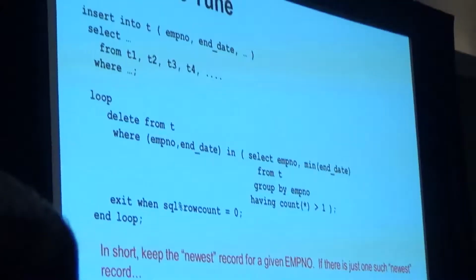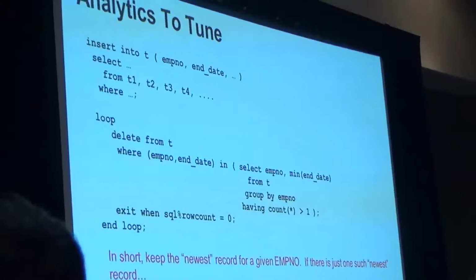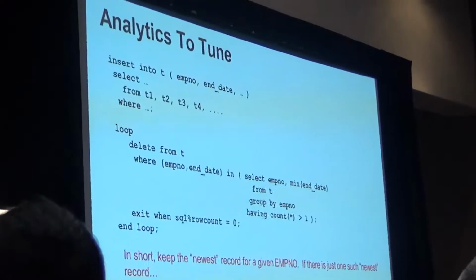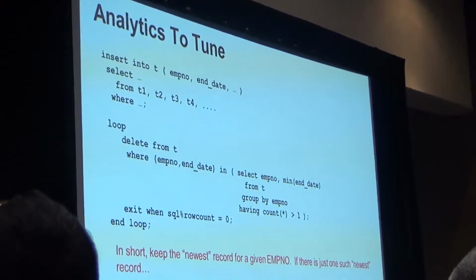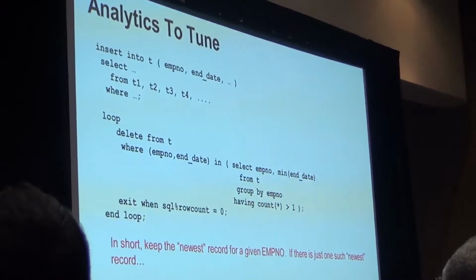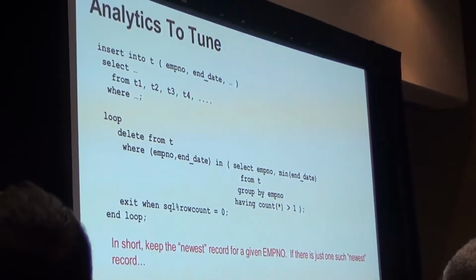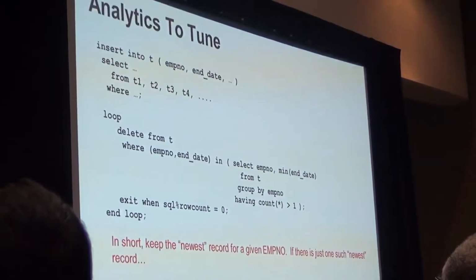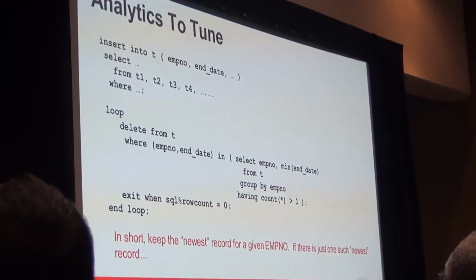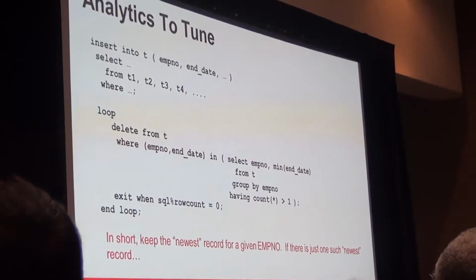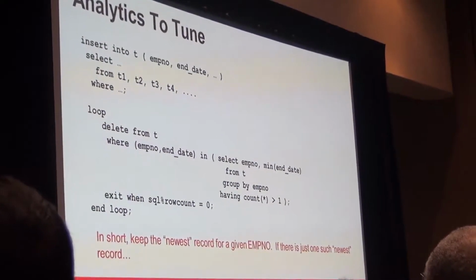Using analytics to tune. This is a rather old example, but for me, it's been a showcase example. This was a piece of code that a customer was running. They were inserting employee information into a data warehousing table. So they had an end date, it was a status record. Here's what job I had until this date. Here's the job I had until that date, and so on.